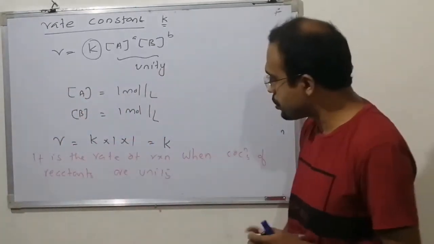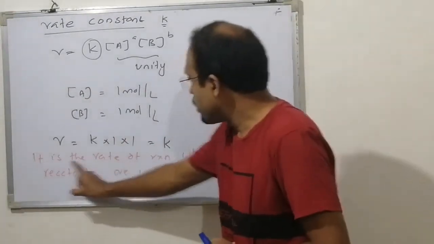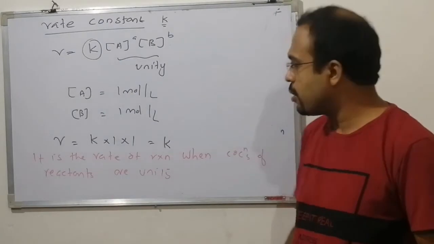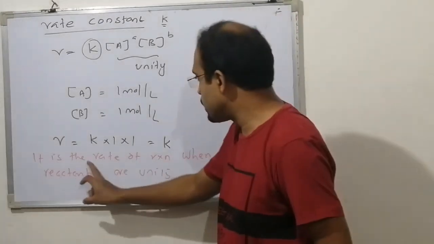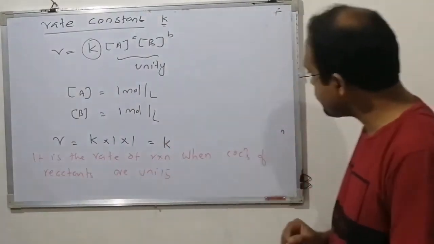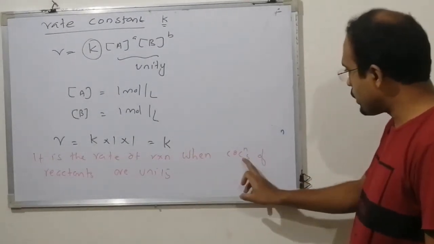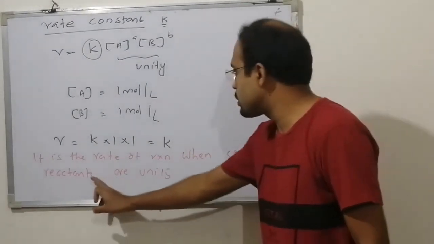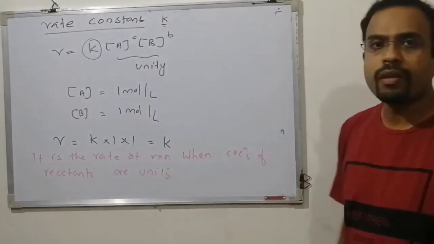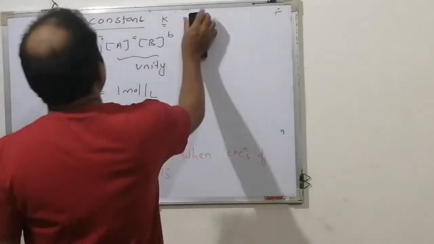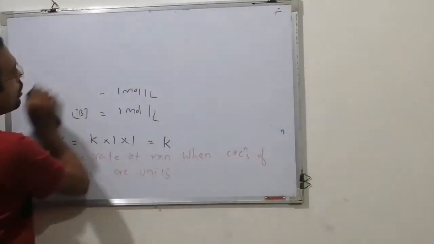We will discuss more about the rate constant. I just introduced what is a rate constant. When there is a question, what is a rate constant? Please write this definition: it is the rate of reaction when concentrations of reactants are unity. Fine. Now we can discuss what is order of the reaction.